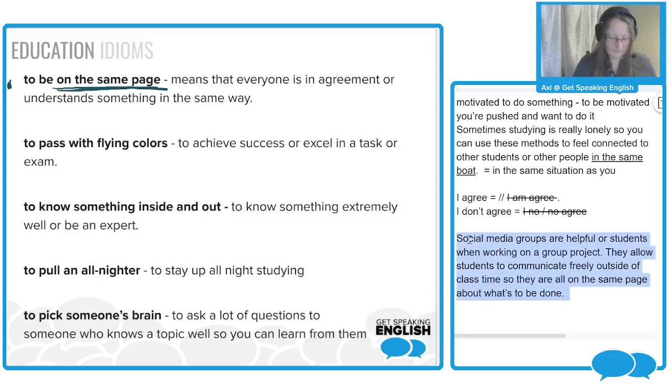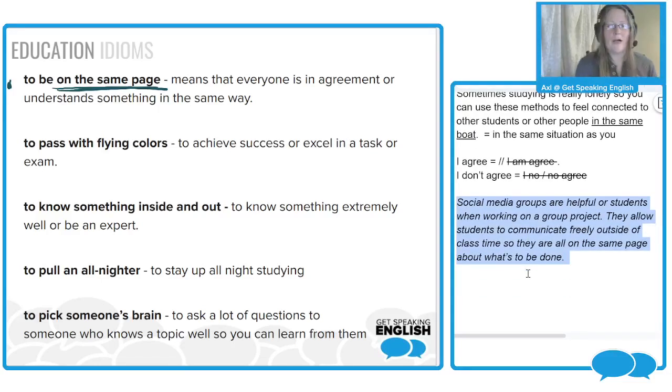So, for example, here I've put it in a sentence. Social media groups are helpful for students when working on a group project, right? When we're collaborating, we need to talk with one another. So they're really helpful for group projects. They allow students to communicate freely.